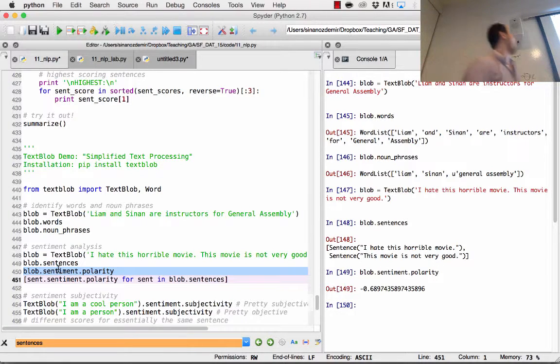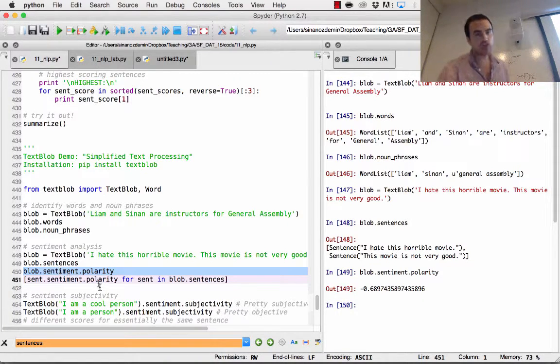I can give the overall sentiment polarity, which is a number between -1 and 1 that quantifies how negative or positive it thinks this entire document is. So -0.68 is on average how negative this article is on a scale from -1 to 1. So pretty negative, which makes sense when you say, I hate this horrible movie. This movie is not very good.